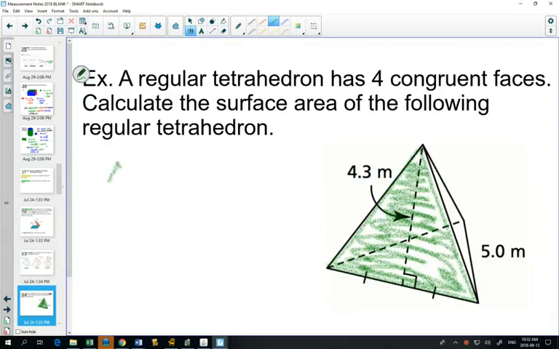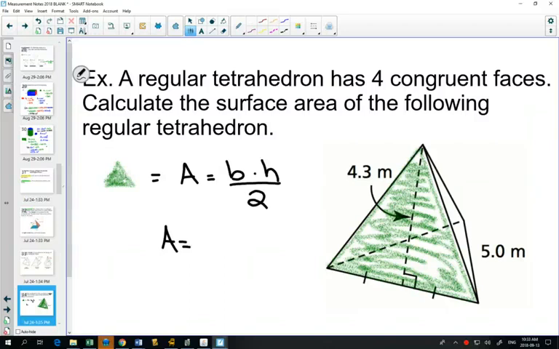So here's our triangle, and you're saying the area of a triangle is base times height divided by 2. So we're going to get our area to be 5 times 4.3 divided by 2.